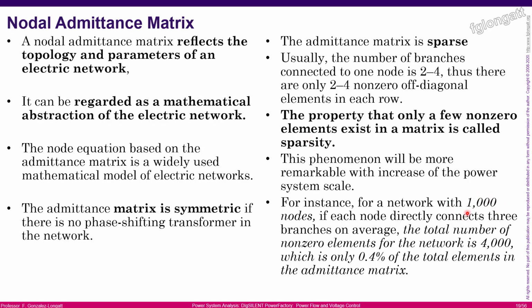For instance, in a system with 1,000 nodes, if each node is directly connected with 3 branches on average, we are talking about a matrix that is supposed to be 1,000 by 1,000 having only 4,000 non-zero elements. That means this matrix has at most 0.4% of the elements non-zero. That means 99.6% of the matrix is filled with zeros.